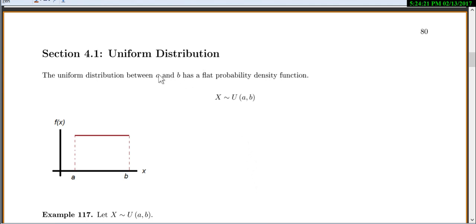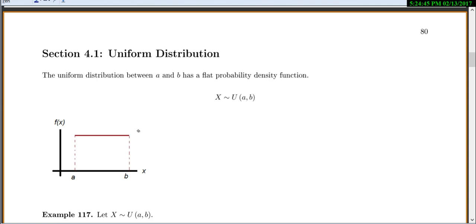The uniform distribution between A and B has a flat probability density function. Remember, all of our continuous functions have some kind of curve that is our density curve. It just turns out that this one is always flat, and it comes up often enough that we've named it. Anytime you have a flat density curve, you call it a uniform.